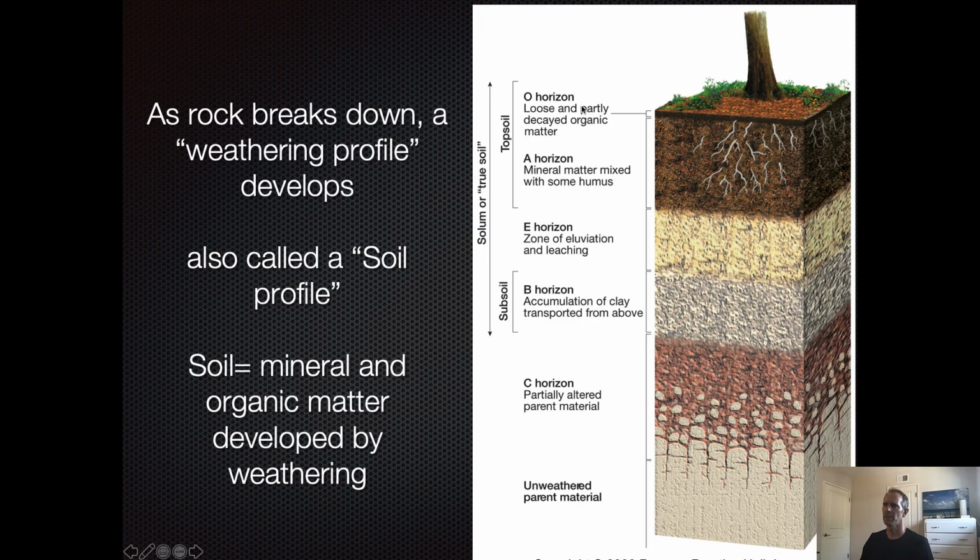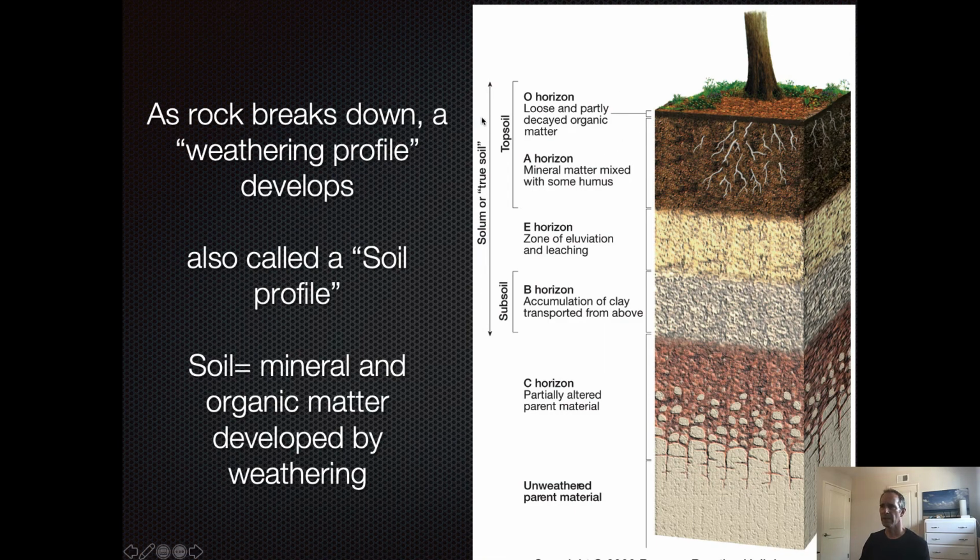So at the top you usually have what we call an O horizon. O stands for organic, and this is loose or partly decayed organic material. So in Southern California, the O horizons are very thin. There's not a whole lot of organic material. But if you were to take a hike outside of Seattle, for example, the forest is almost spongy. It's soft because you have a pretty thick buildup of organic material on the forest floor.